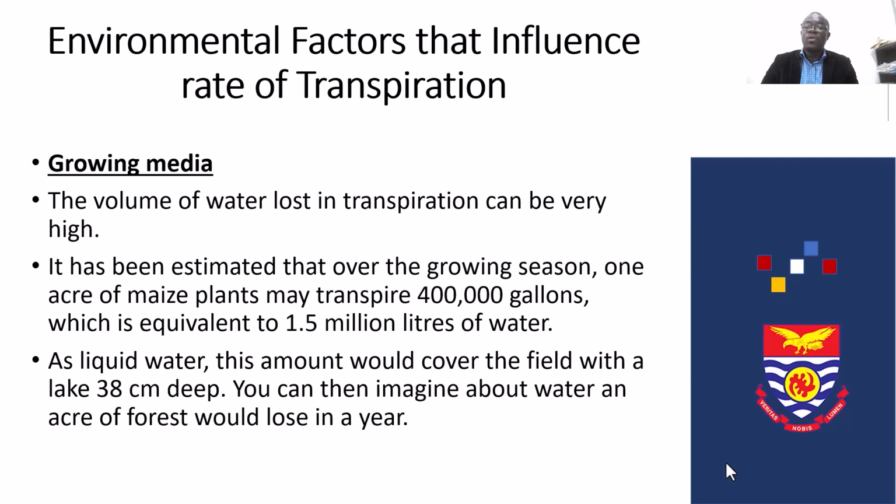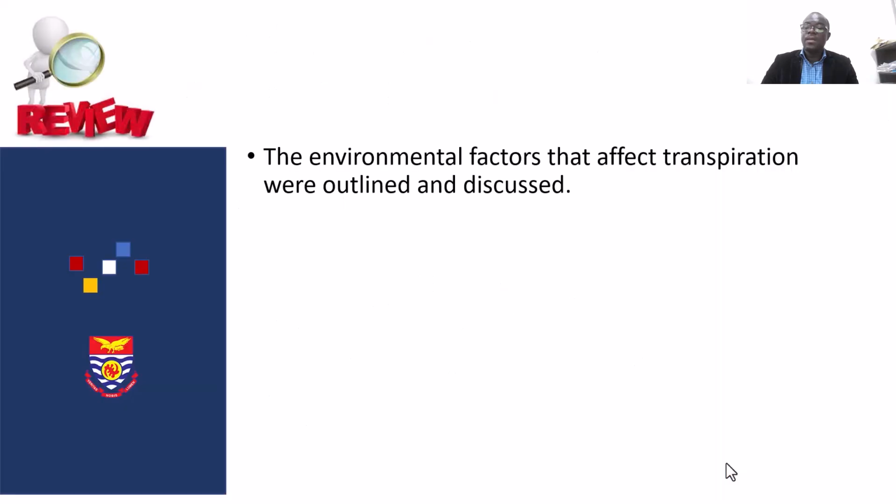The volume of water lost in transpiration can be very high. It has been estimated that over the growing season, 1 acre of maize plants may transpire 400,000 gallons, which is equivalent to 1.5 million liters of water. As liquid water, this amount would cover the field with a lake 38 centimeters deep. You can then imagine how much water an acre of forest would lose in a year.